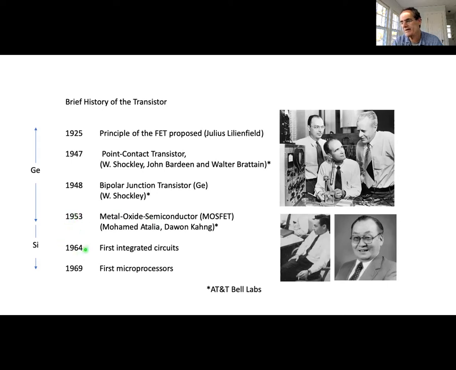The first integrated circuits, multiple transistors on one chip, were made in 1964. And the first microprocessors, so computers on a chip, were made in 1969. Okay.